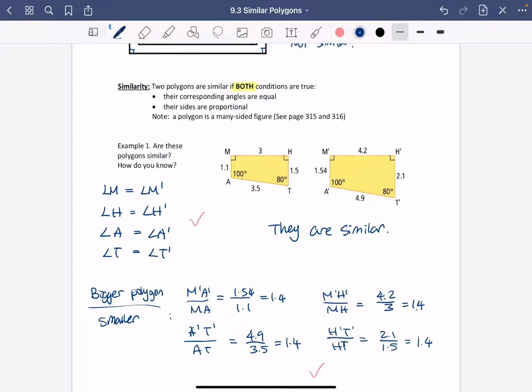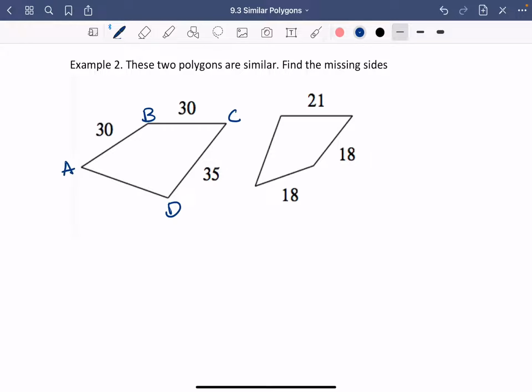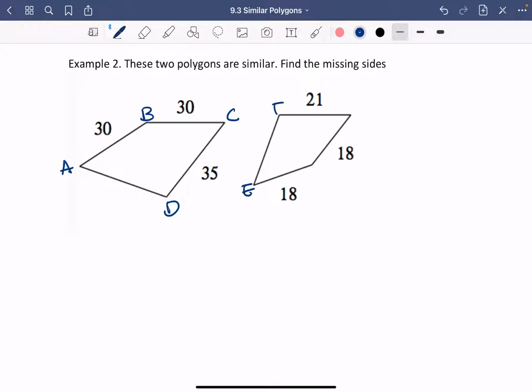Okay, next example, that looks a little bit different. Let's maybe label them first. Let's do A, B, C, D, just so it's easier for us to name the sides. A, B, C, D, E, F, G, H.